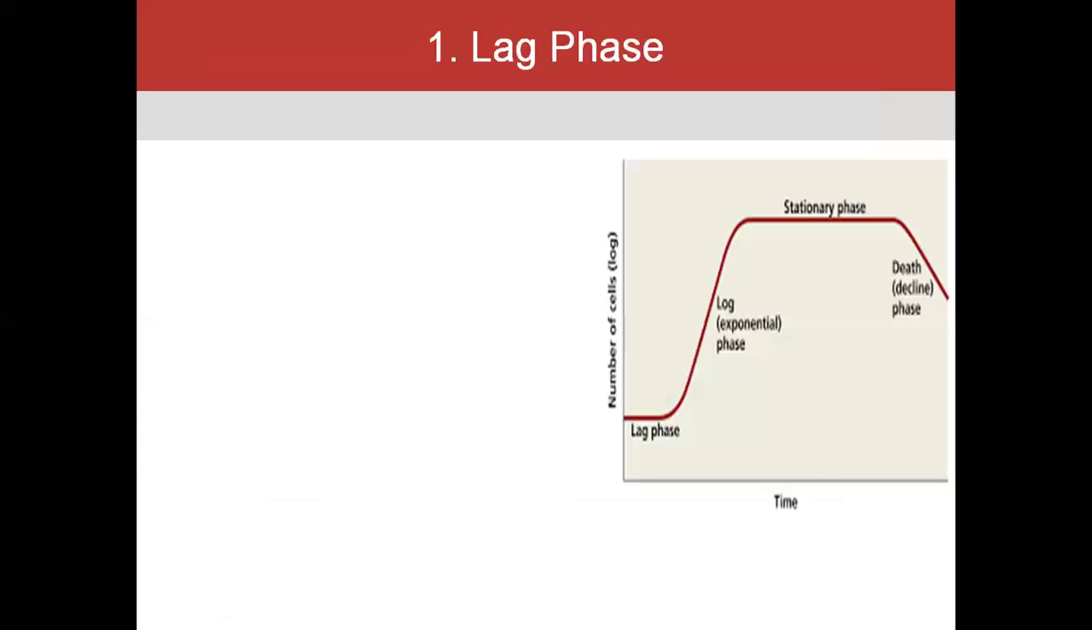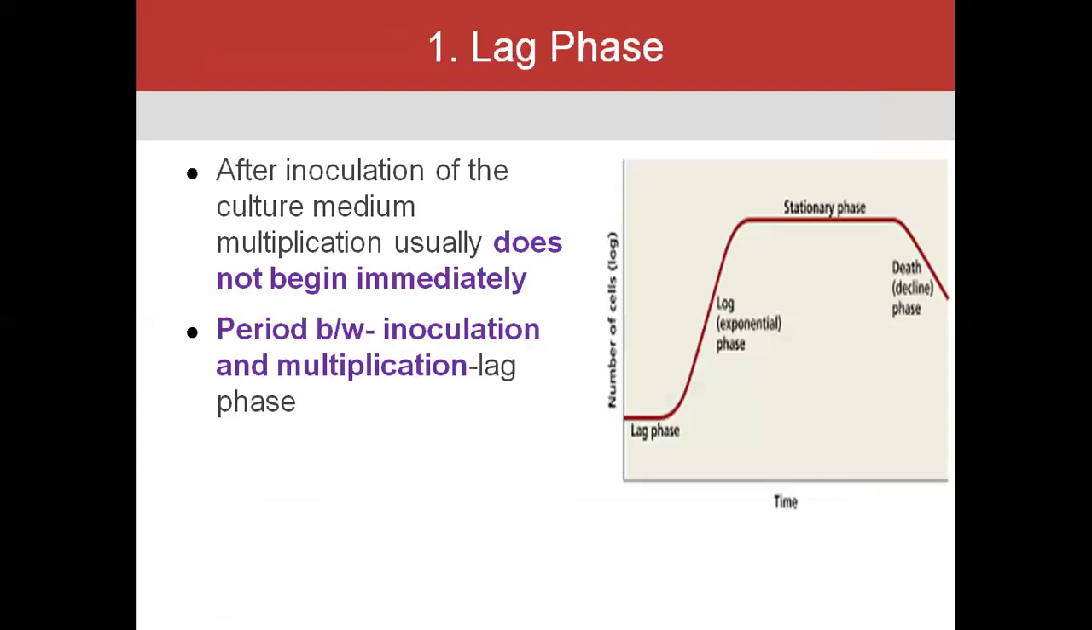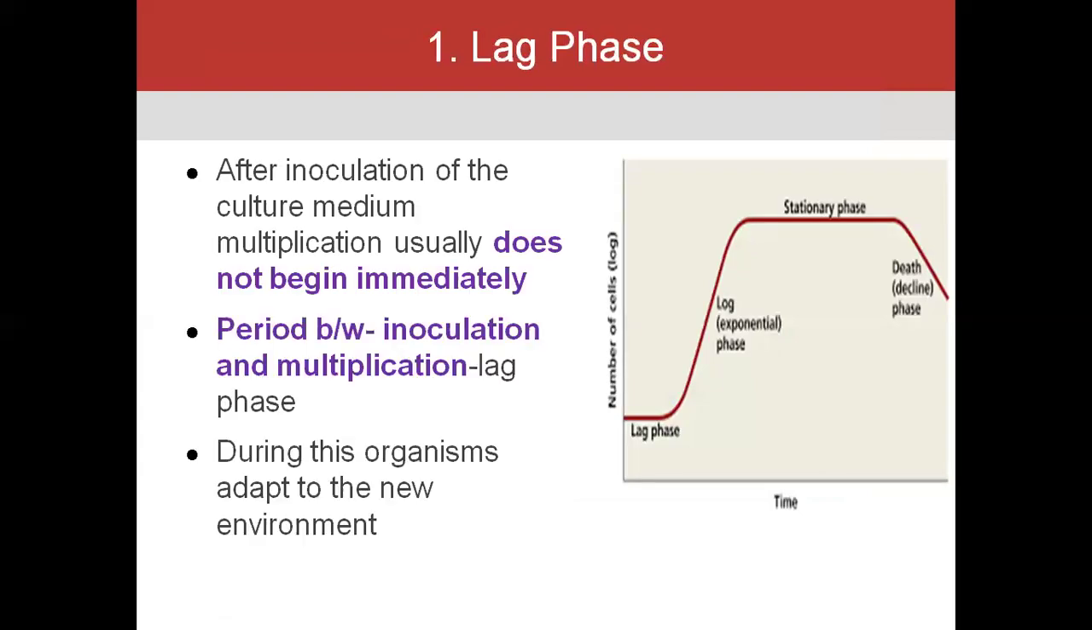So the first one is lag phase. So what is the lag phase? This is the immediate phase after inoculation of the bacteria. It is the immediate phase between the inoculation of bacteria and multiplication of bacteria. So after inoculation of bacteria into the new culture medium, the growth of the bacteria does not begin immediately. So in this phase, the bacteria adjusts to the new environment.